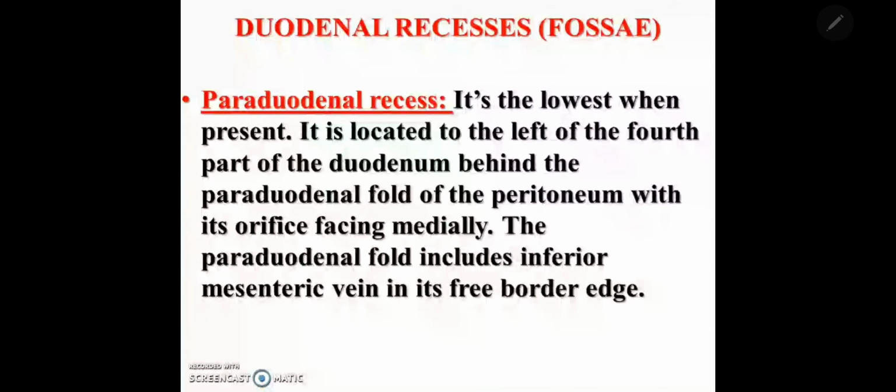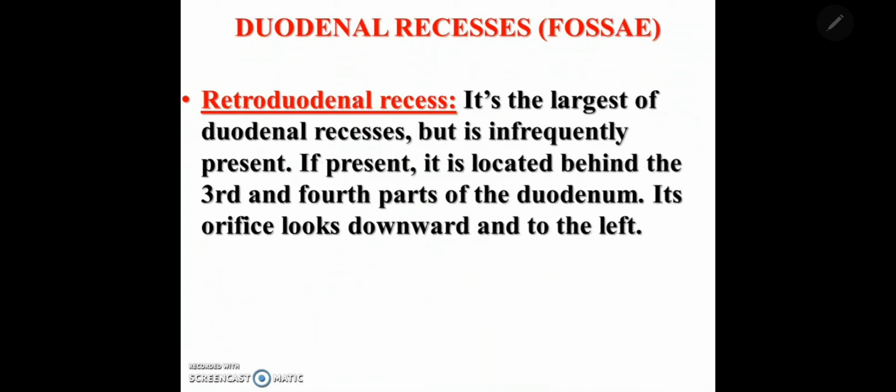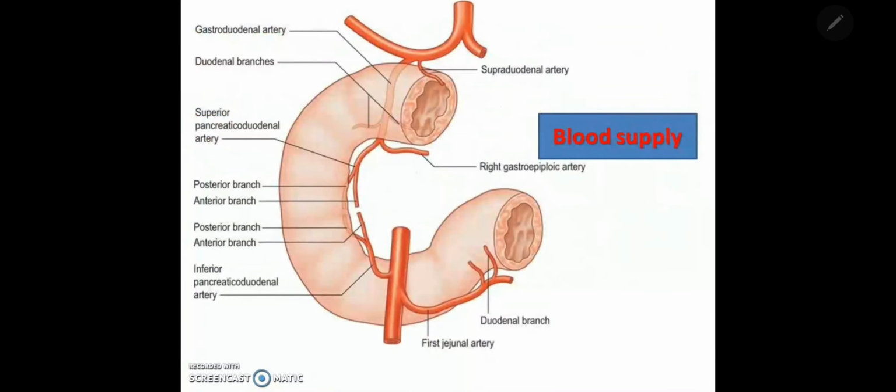Paraduodenal recess, when present, is located to the left of the fourth part of the duodenum behind the paraduodenal fold of the peritoneum with orifice facing medially or towards the right side. It includes the inferior mesenteric vein in its free edge. The retroduodenal recess is the largest of the duodenal recesses, most commonly prone to herniation of the contents. It has the mouth directed to the left side.